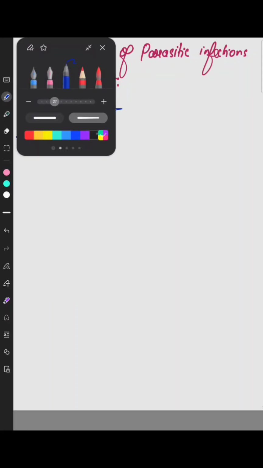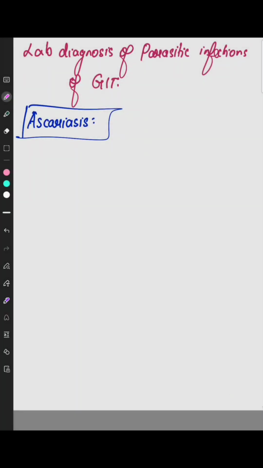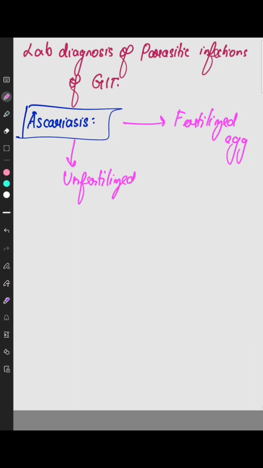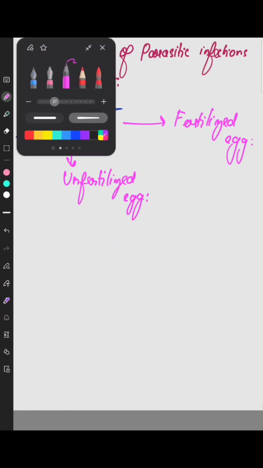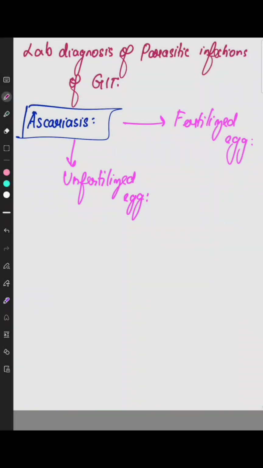Ascariasis is an infection of the small intestine caused by Ascaris lumbricoides. Now, laboratory diagnosis, we are going to do stool examination. In stool, you can detect both fertilized and unfertilized egg in saline and iodine wet mount. There are some differentiating points between fertilized and unfertilized eggs seen in the wet mount. Okay. Now let's see about the unfertilized egg.